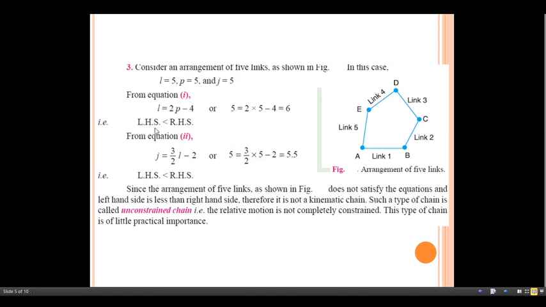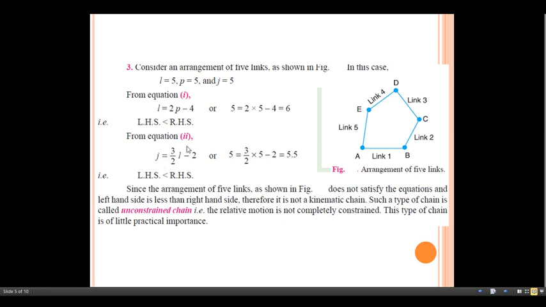So apply equation number 1, L equals 2P minus 4. In this case, what's about the L? 5 with us. What's about the P? Again 5 with us. Try to solve this one. We get 5 equals 6. So in this case, the right hand side is greater than the left hand side. Okay, so from equation 2, J equals 3 by 2 into L minus 2.